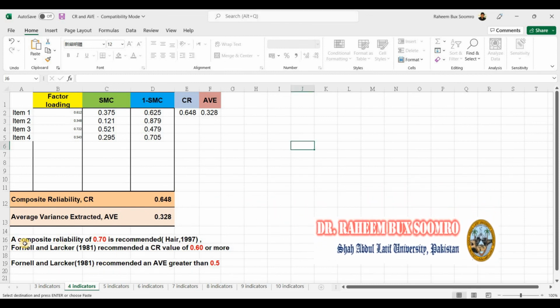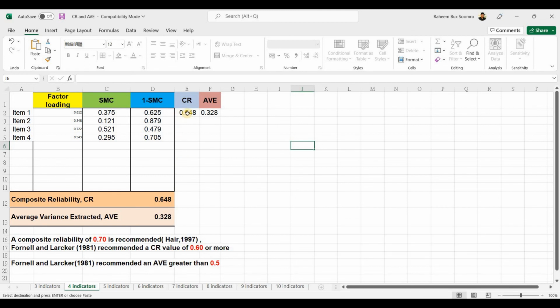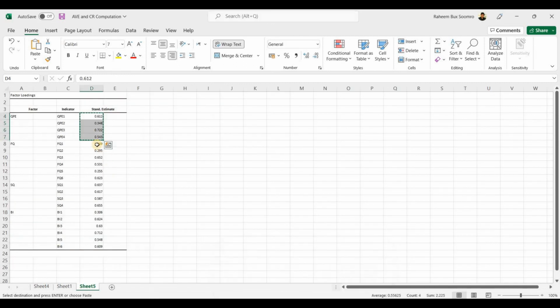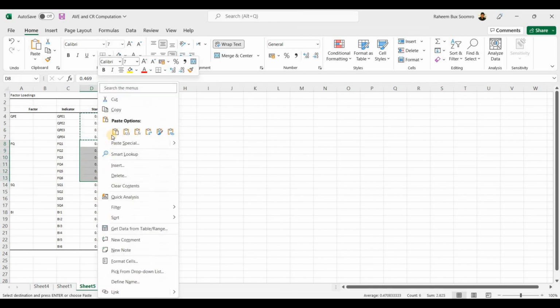So now the results are there. According to composite reliability, 0.7 is recommended, so it's slightly lesser than 0.7. Otherwise, it's okay. The Fornell-Larcker criterion says that 0.6 is okay. So from this point of view, this value is good, but AVE is much less than 0.5. Okay, and then another one, FQ. We want to check what the condition of the FQ is.